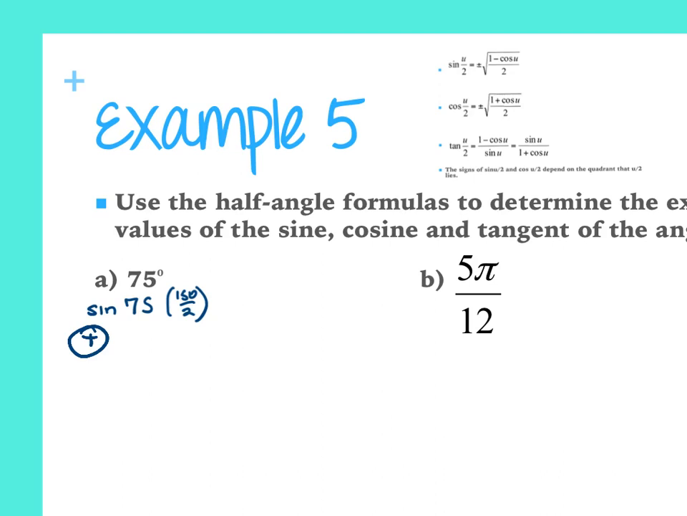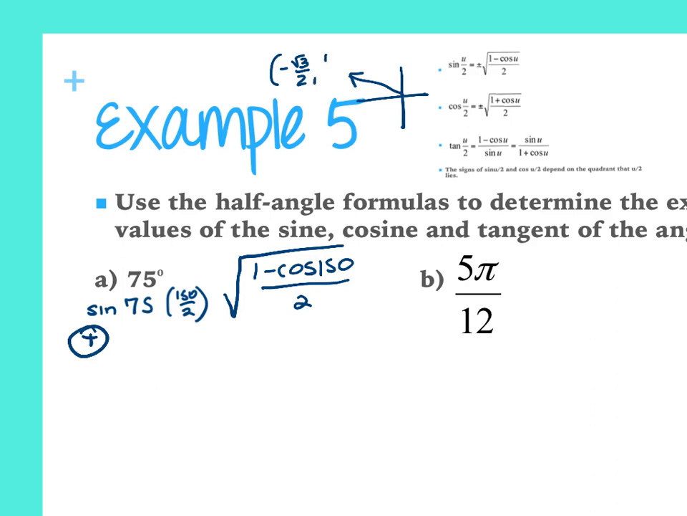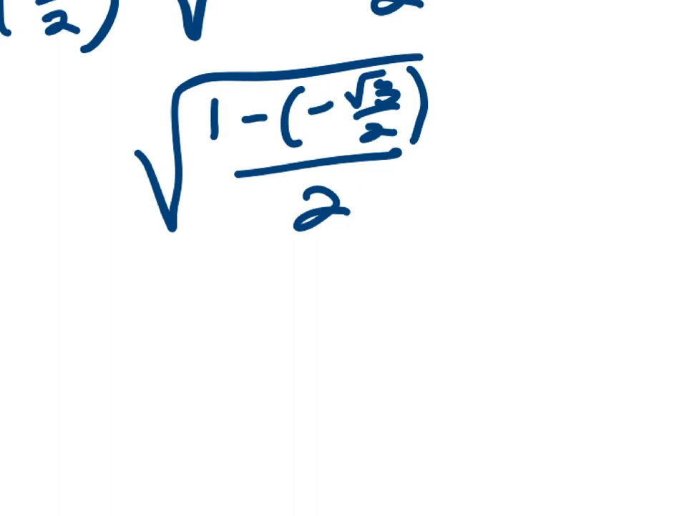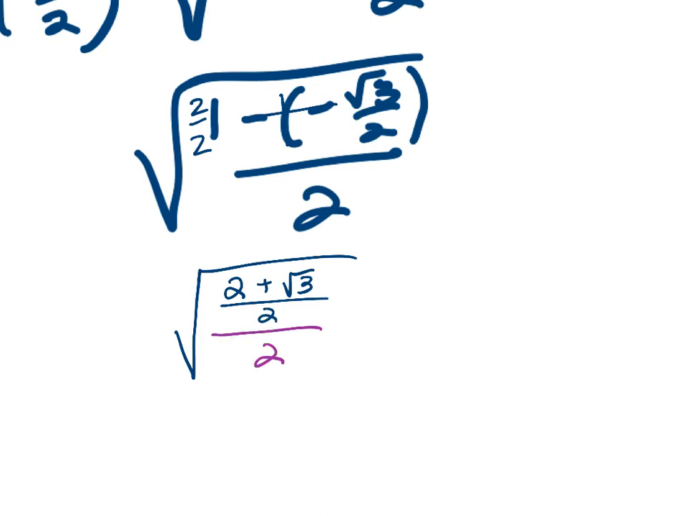Okay, so then I'm going to say that this is the square root of 1 minus cosine of my doubled angle, 150, over 2. So then if you think about your unit circle, 150 is here. This is negative root 3 over 2 and 1/2. So the cosine is negative root 3 over 2. So this becomes plus, and 1 becomes 2 over 2. I get the square root of 2 plus root 3 all over 2, over the 2 that's part of my original equation.